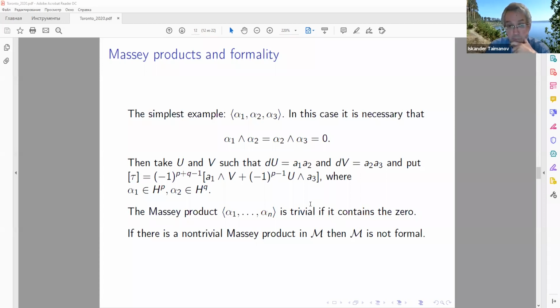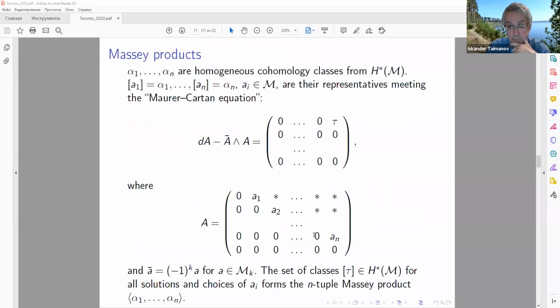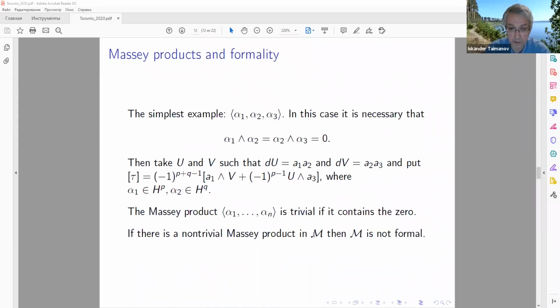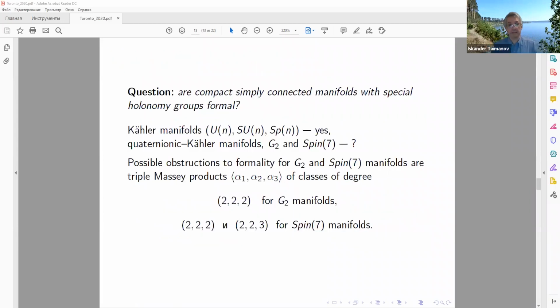In our case with Babenko, we are working with triple Massey products, and that is how we established the non-formality of these symplectic manifolds. And now the question arises: are compact simply connected manifolds with special holonomy groups formal?